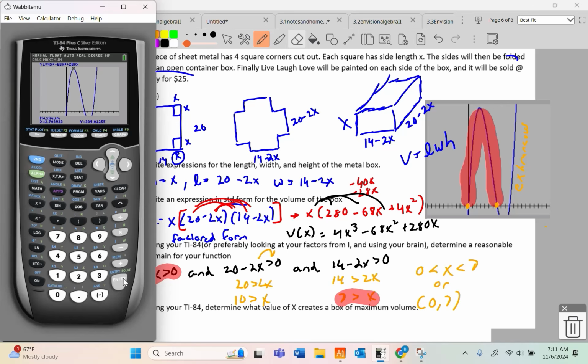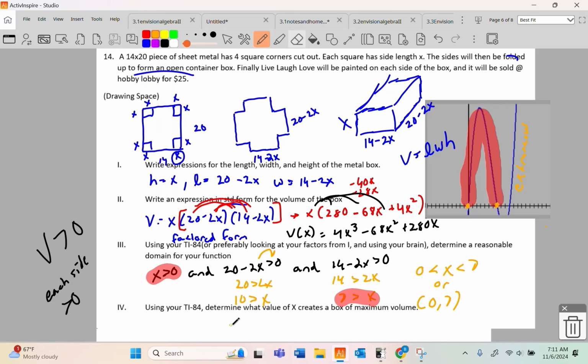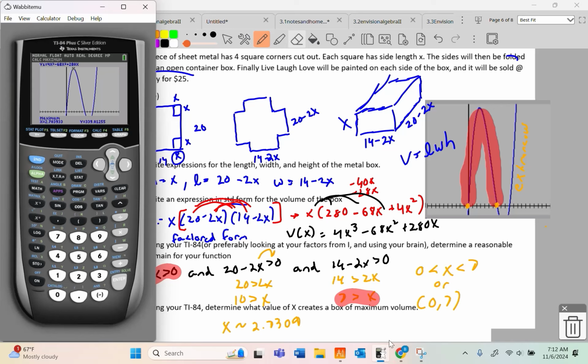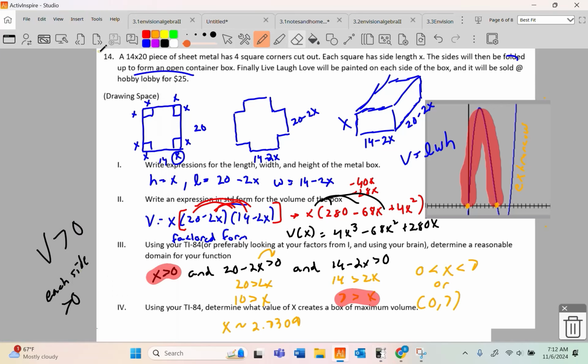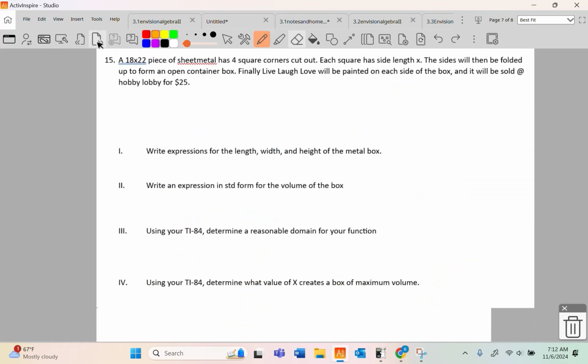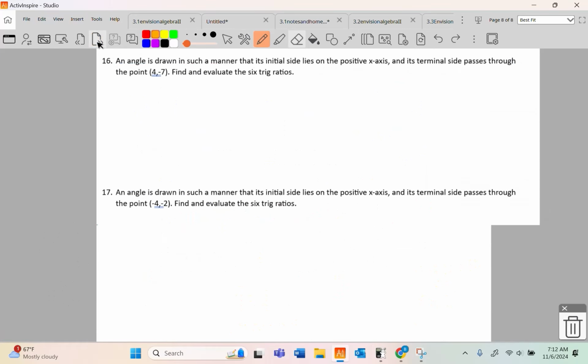2.7039. X is about 2.7309, if I read that right. Yeah, I did. Good. And there's 14, which means 15 is being left for you. And I guess I'll do some trig.